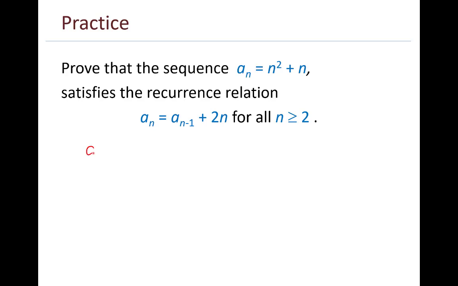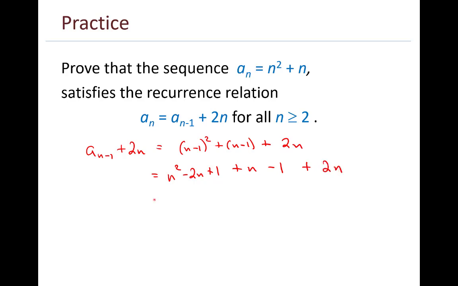So I'll start with the big complicated side. A sub n minus 1 plus 2n. And this becomes n minus 1 squared plus n minus 1. That's my a sub n minus 1. And then I still need to add 2n to that. Expand: n squared minus 2n plus 1 plus n minus 1 plus 2n.